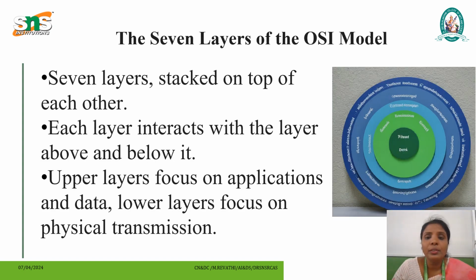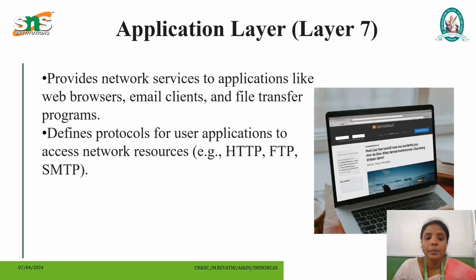The OSI reference model comprises 7 distinct layers, often visualized as a stack. Each layer performs specific functions and interacts with the layer directly above and below. It ensures seamless data exchange. The upper layers, presentation, application and session, deal with application-specific data and its presentation. The lower layers are transport, network, data link layer and physical layer. They handle the physical transmission of data packets across the network. So we will see one by one.